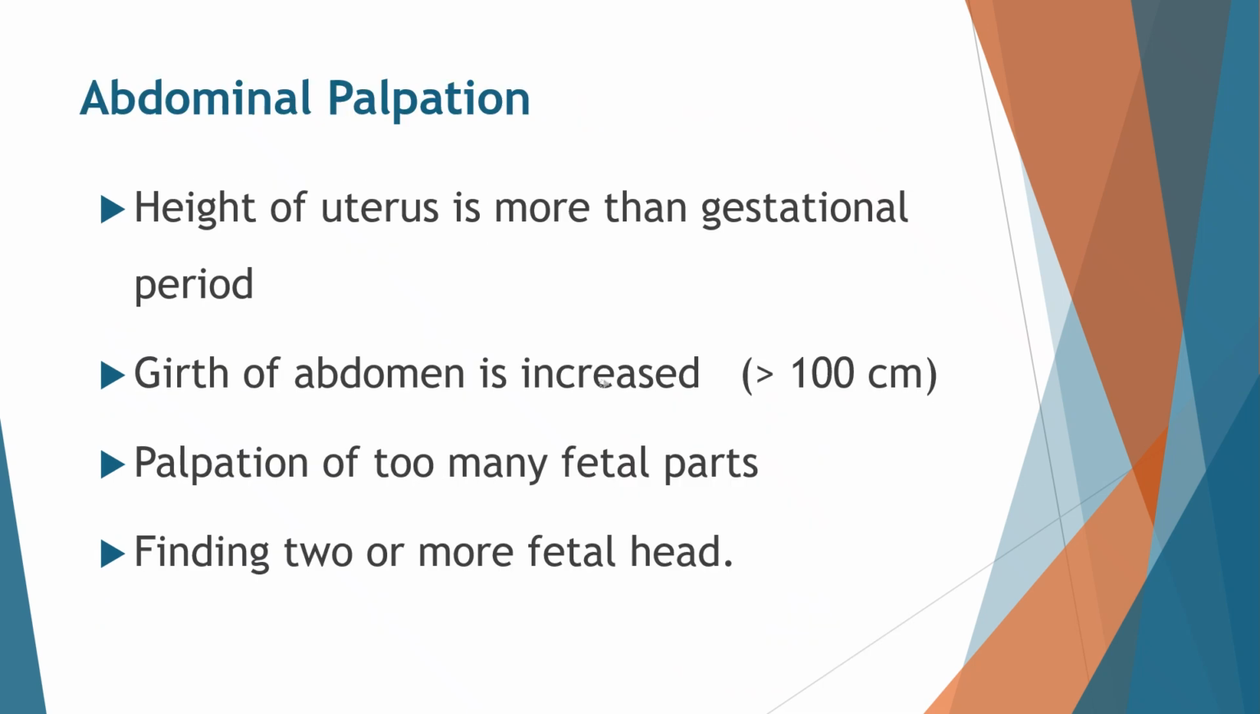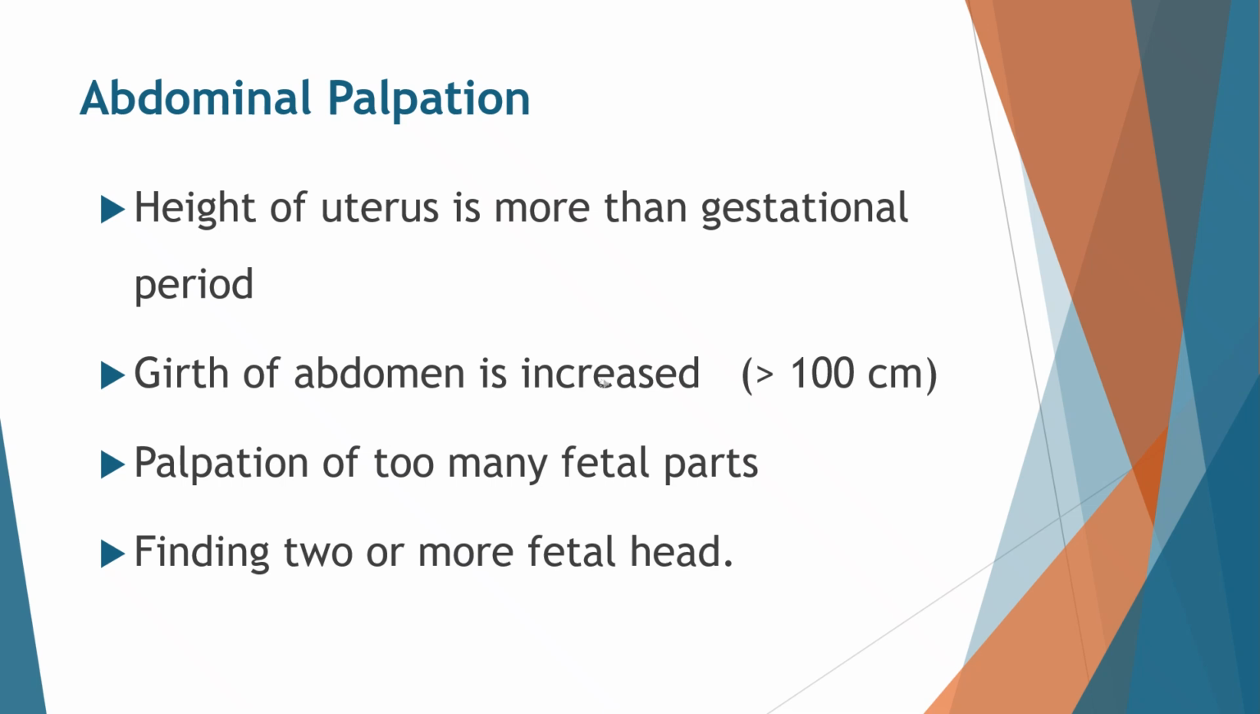Now let's understand the abdominal palpation findings in a multiple pregnancy. On examination, the height of the uterus is often more than what we expect for the given gestational age, because more than one fetus is growing inside. The girth of the abdomen is also increased, sometimes measuring more than 100 centimeters.